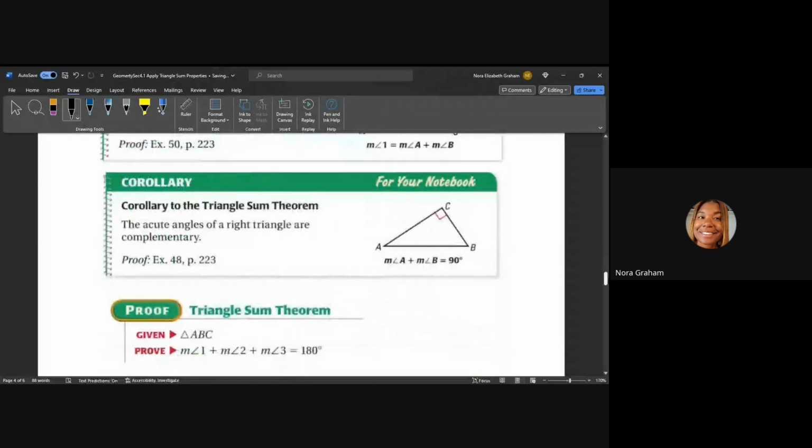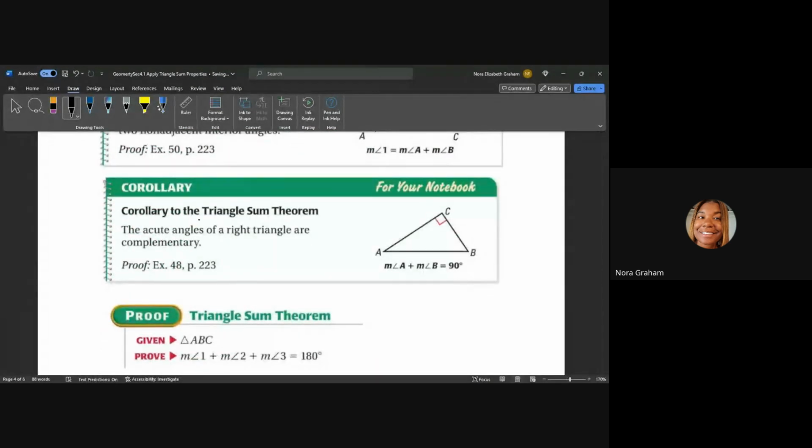And then we have our corollary to the triangle sum theorem. This one is basically saying the acute angles of a right triangle are complementary. Remember, when two angles are complementary, that means when I add them together, they equal 90 degrees. So that means angle A plus angle B will equal 90 degrees.